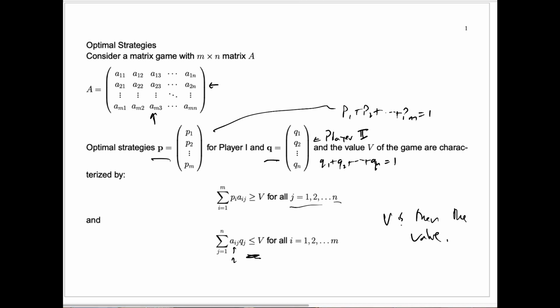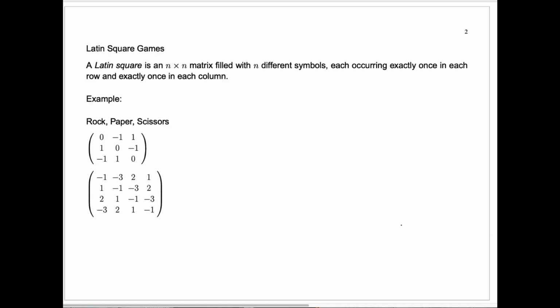You can use domination, and you can remove dominated rows and dominated columns, and you can do that successively if that's possible to reduce a game to a simpler one. But there are going to be times when that still leaves us a situation where it's hard to find the exact value of a game and what the exact optimal strategies are.